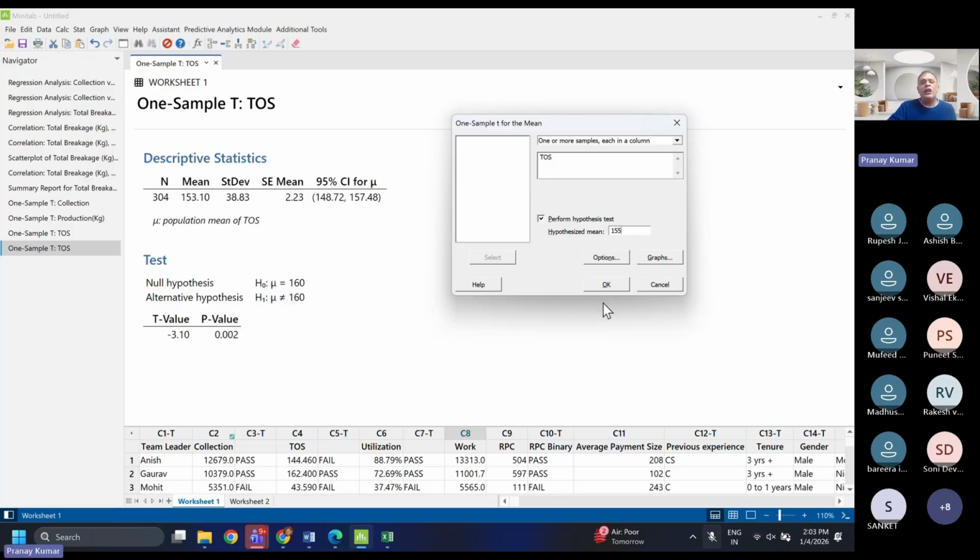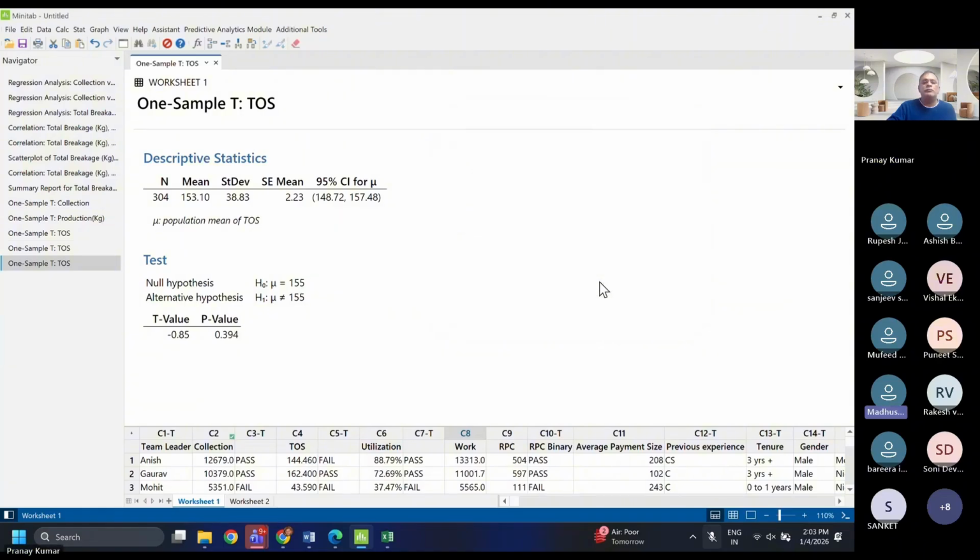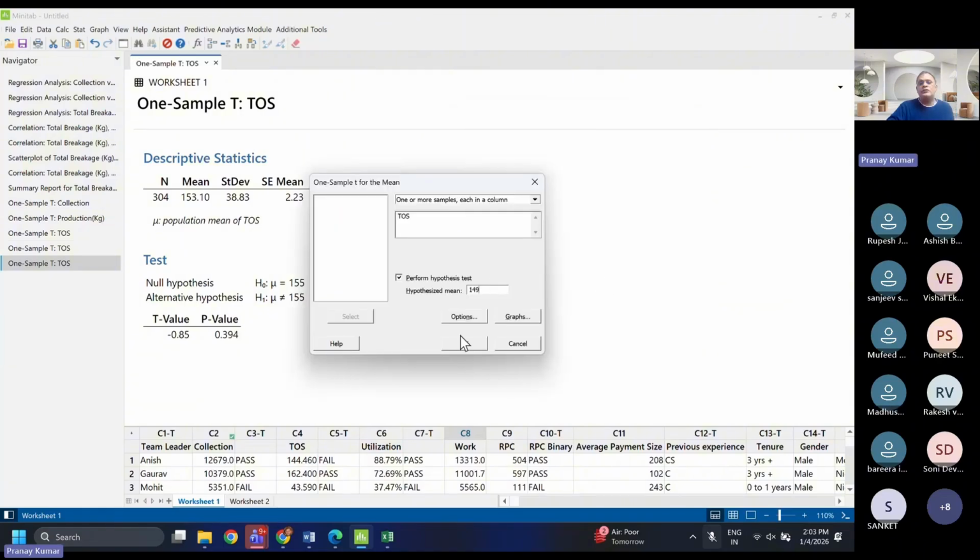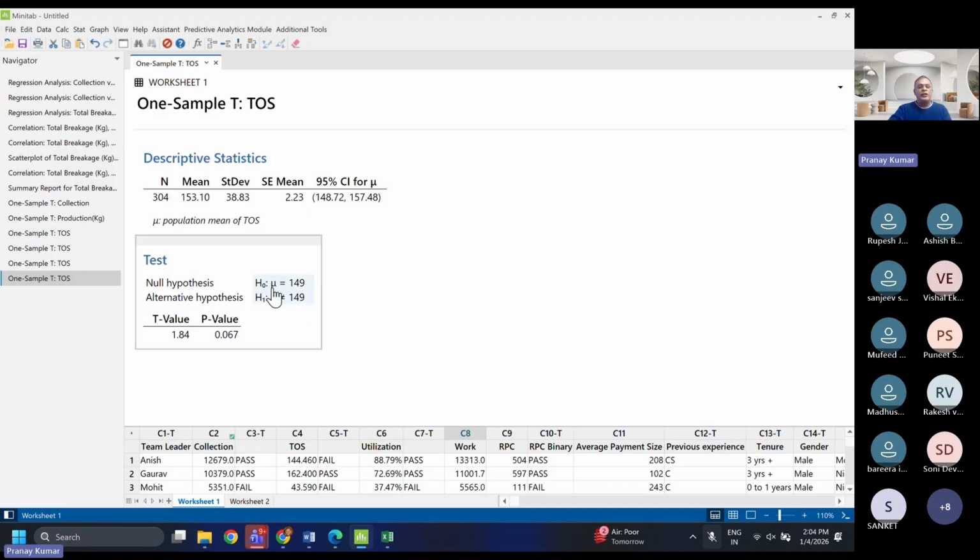151. क्या होना चाहिए? Null hypothesis. So 149 select कीजिए sir एक बार. 149. Press OK. Null hypothesis. What is null saying? Mean of the population is equal to 149. Alternate is saying mean is not equal to 149. Now I am going to the next test.